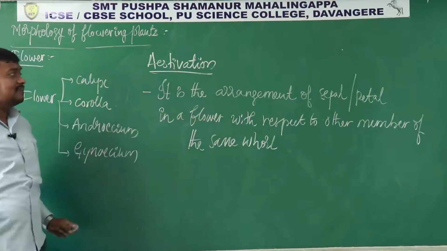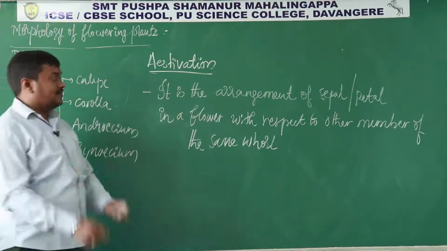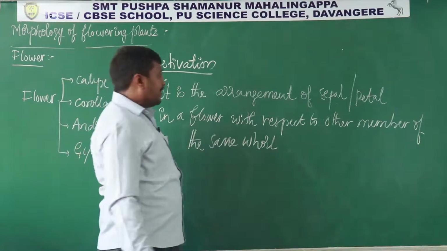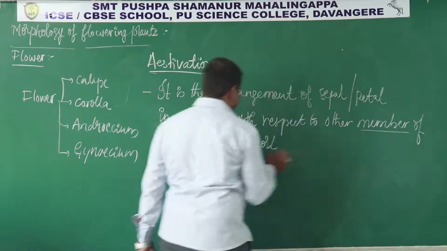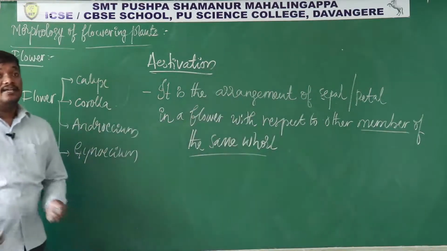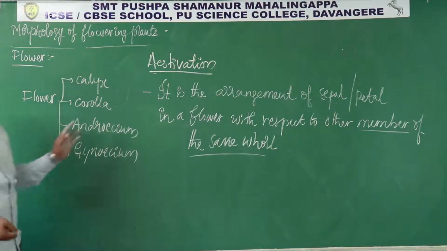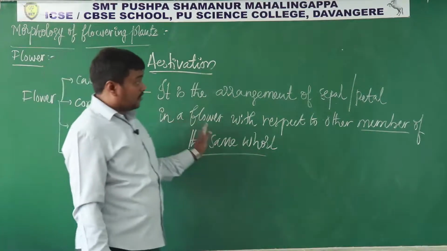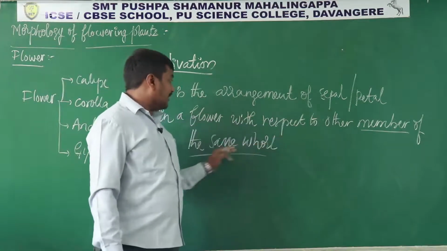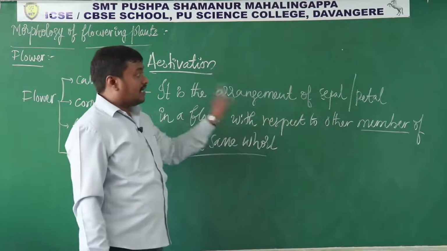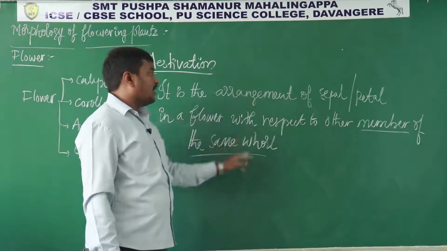In simple words, it is simply the arrangement of sepals and petals in a flower with respect to other member of the same whorl. Why do we say other member of the same whorl? Because you should not mix both sepal and petal. It is not the arrangement of sepal with respect to a member of another whorl like petal, or the arrangement of petal with respect to another whorl like sepal.